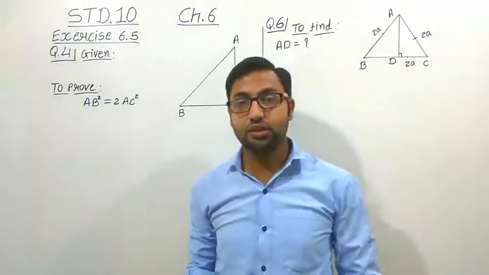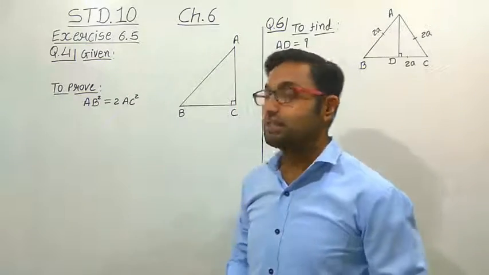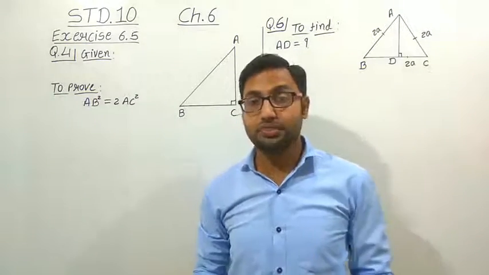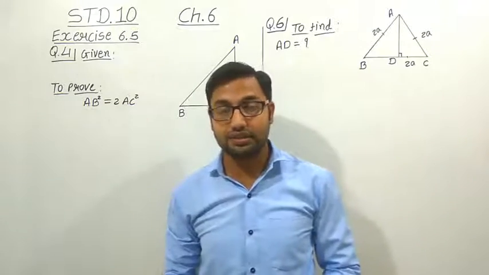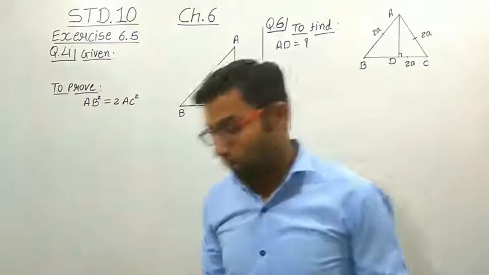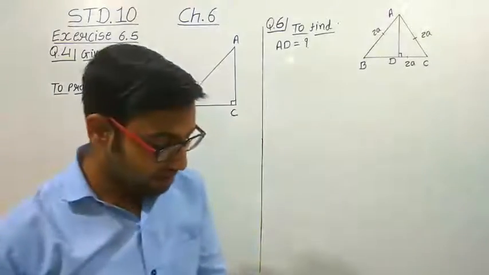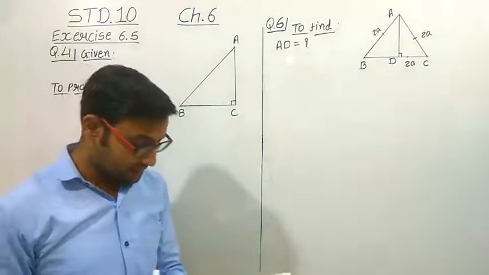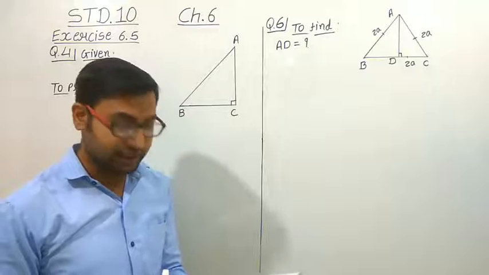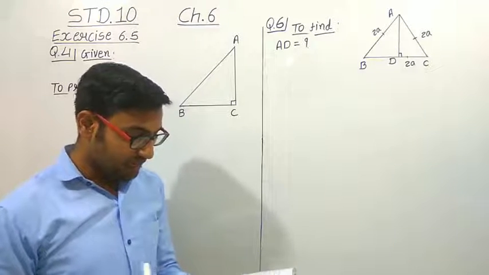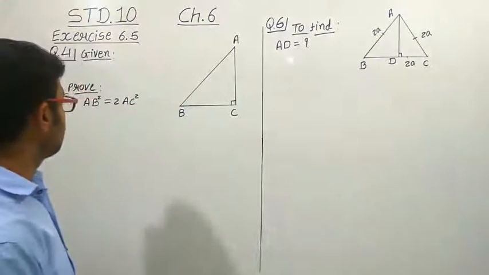Hello students, today we will continue exercise 6.5. This is the topic of standard 10 chapter number 6 triangles. Question number 4. What is the question? Question is: ABC is an isosceles triangle, right angle at C. Prove that AB square is equals to 2AC square.